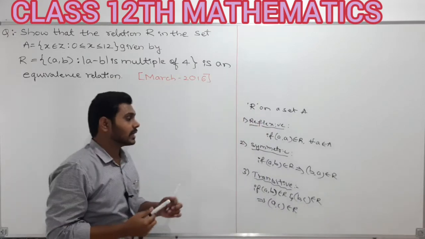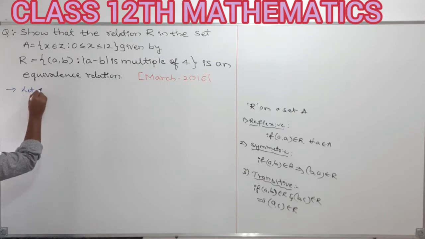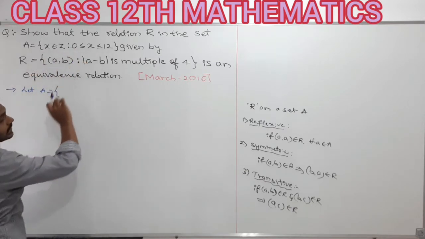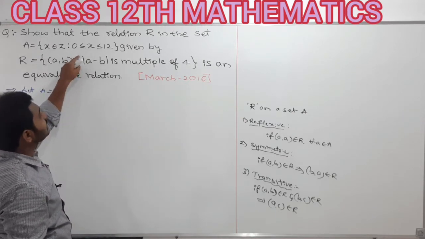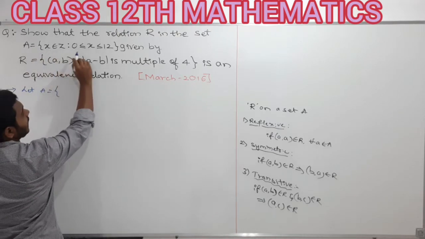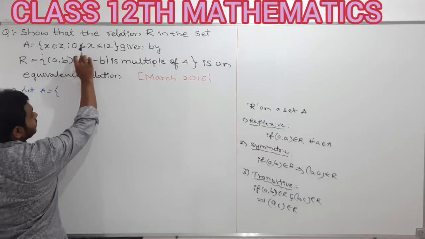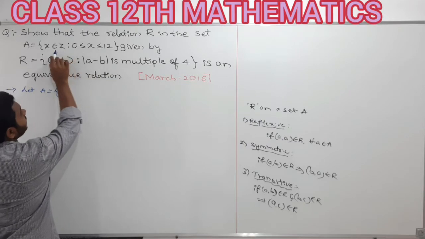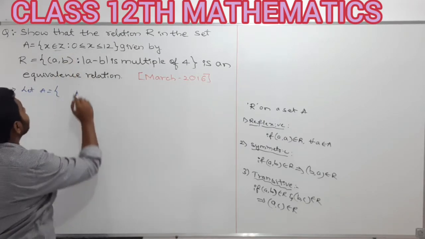To show that, first what I will do, my dear students, I will write the given elements. Let A equal to, so what is the set A given to you? The set is given to you in set builder form. So what are the elements here? What is the condition here? It is x belongs to Z such that x is greater than or equal to 0 and less than or equal to 12, and it must be an integer. Such numbers you should take in the set A.